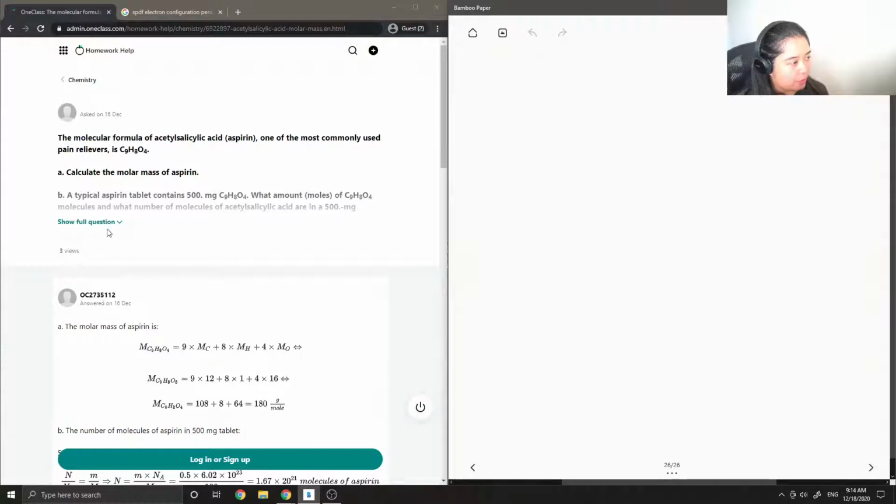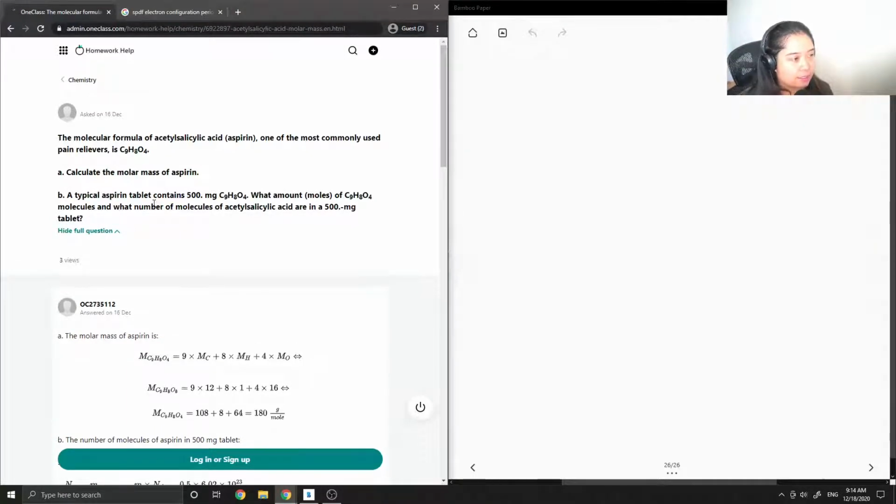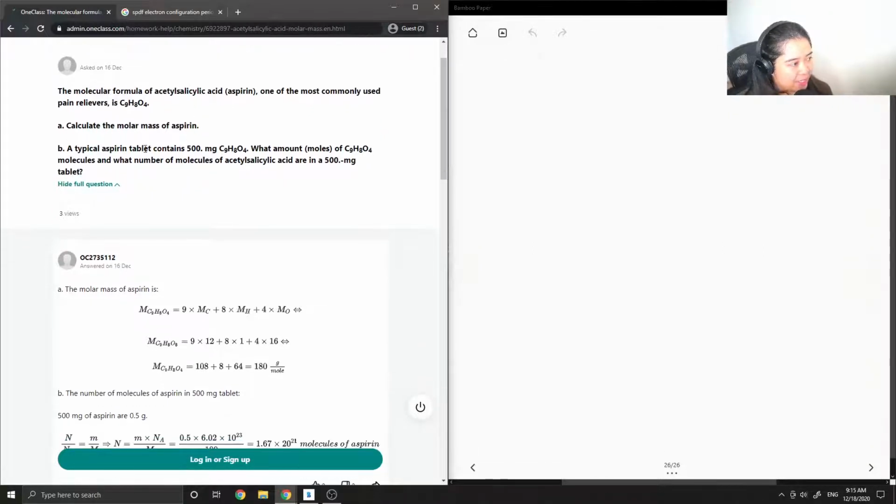The molecular formula of acetylsalicylic acid is one of the most commonly used pain relievers. It has a chemical formula of C9H8O4. Calculate the molar mass of aspirin. And part B just asks, a typical aspirin tablet contains 500 milligrams of C9H8O4. What amount, or moles, of C9H8O4 molecules are there, and what number of molecules are in a 500 milligram tablet? Okay, so this is a multi-step question.